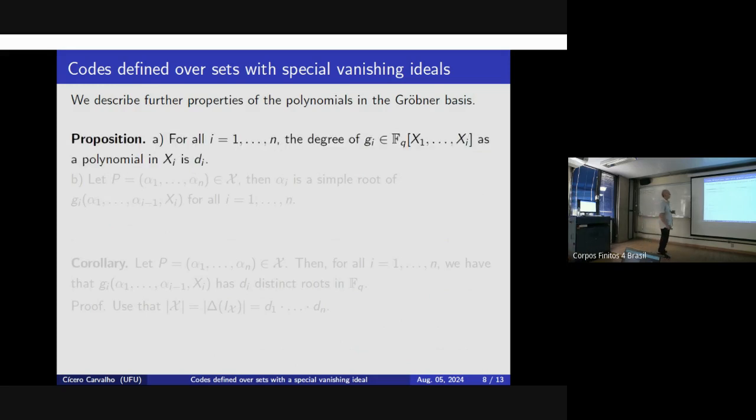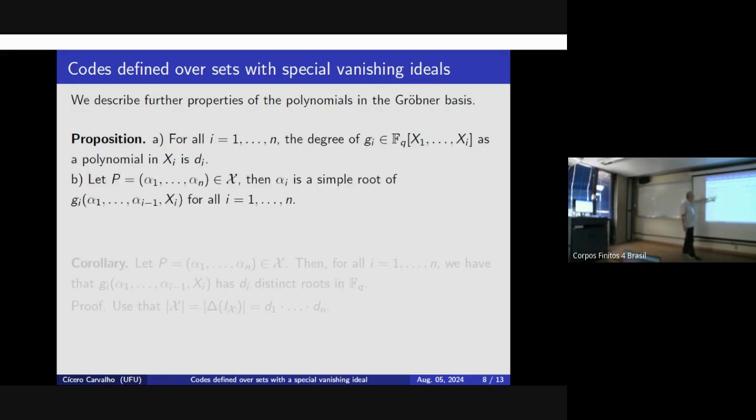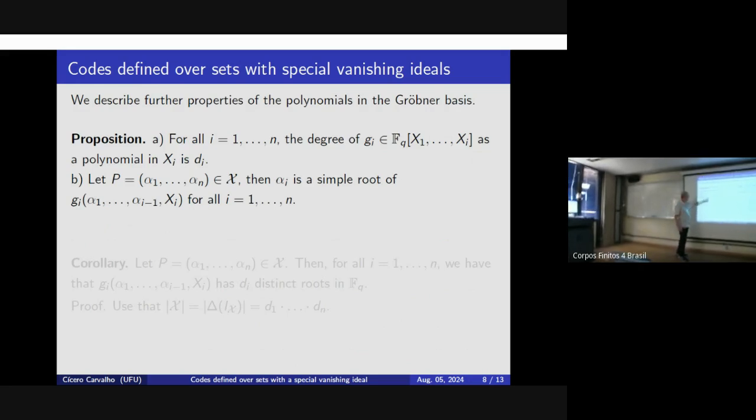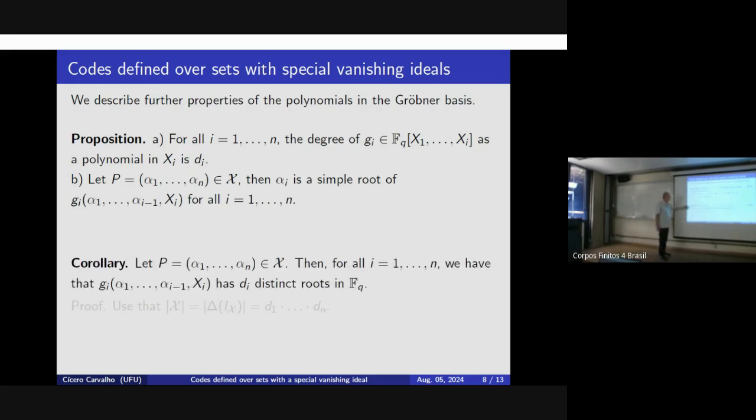So we describe further properties of the polynomials in this case. Of course, for all i, the degree of Gi as a polynomial in xi is di. And if you take a point alpha in X, then alpha i is a simple root of Gi, where you replace the other variables by alpha 1 up to alpha i minus 1. So this is a polynomial in xi, and alpha i is a simple root of this polynomial. This will be important in the next slide. As a corollary, you can prove that this polynomial, for any i, has di distinct roots in F_q.